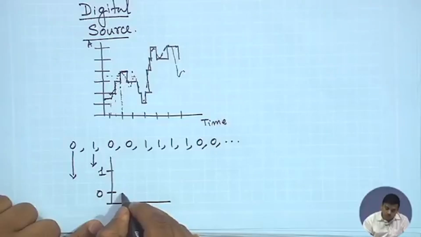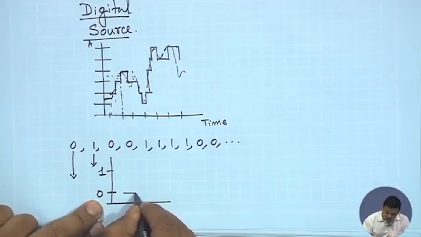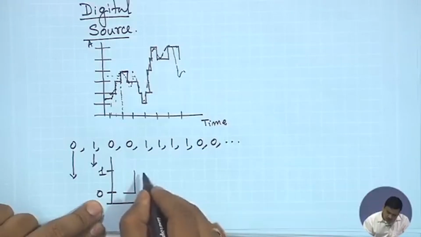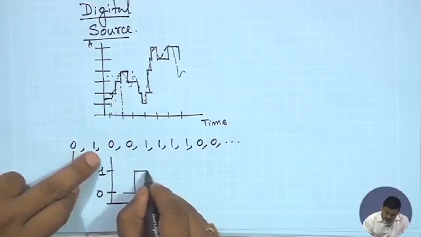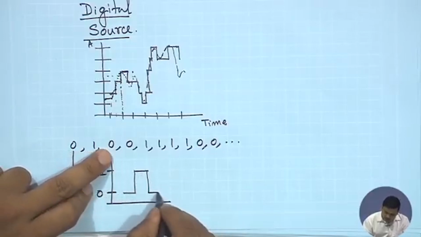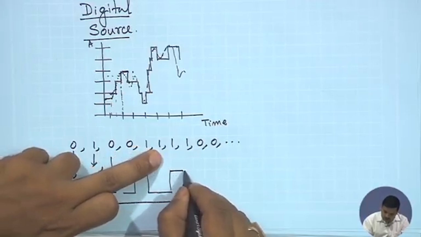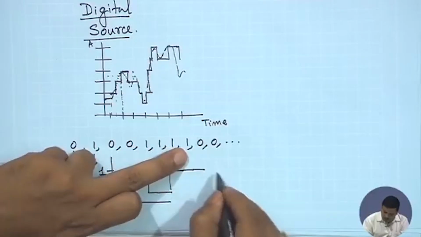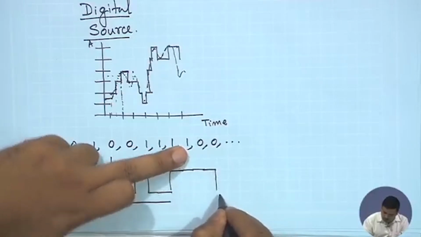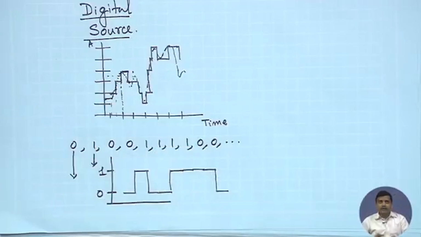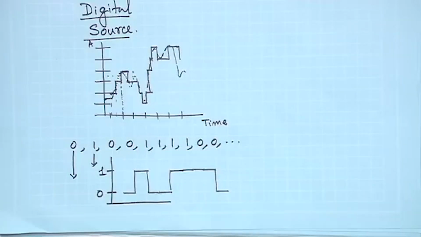So our source will keep on generating a 0, a 1, a 0, another 0, another 1, another 1, another 1, another 1, another 0, and so on and so forth. This particular waveform which is being sent would represent the sequence of zeros and ones that were stored originally in the file.